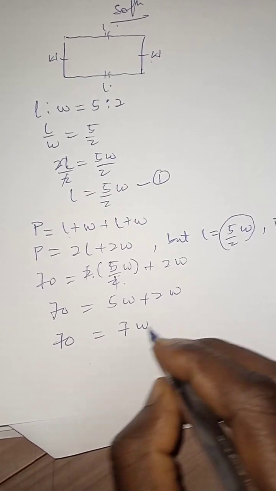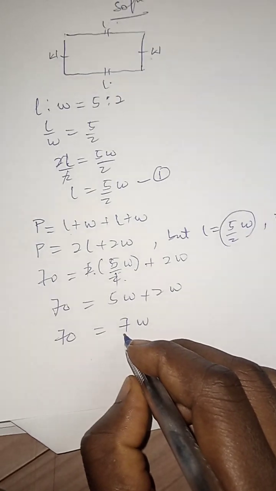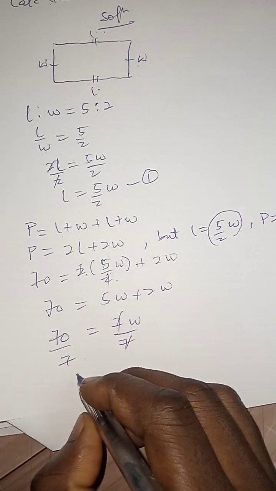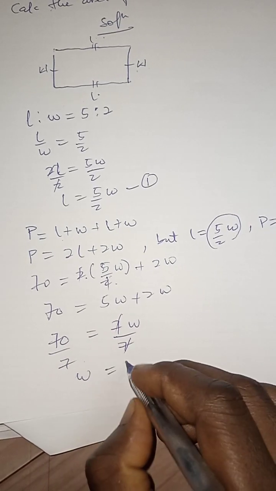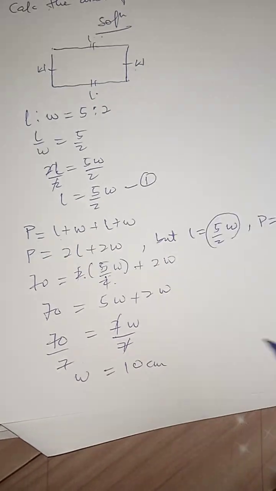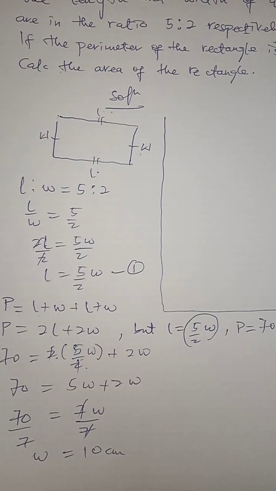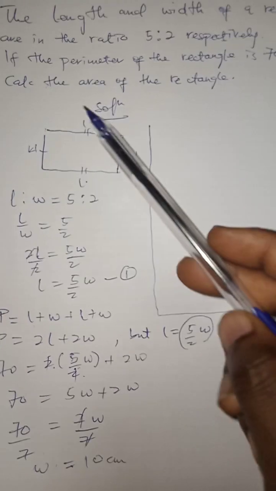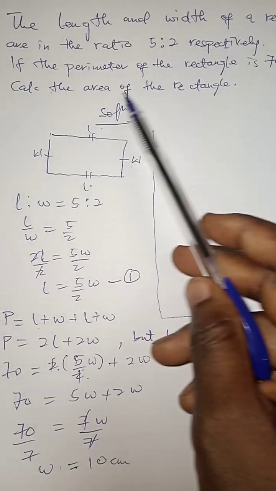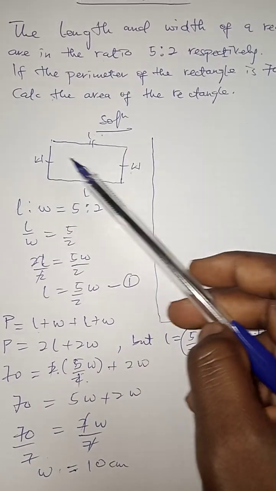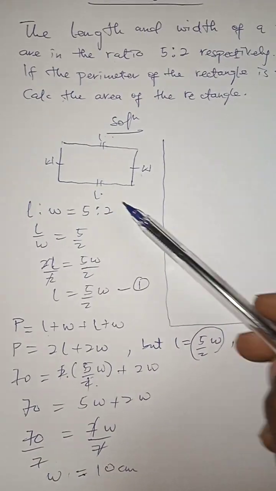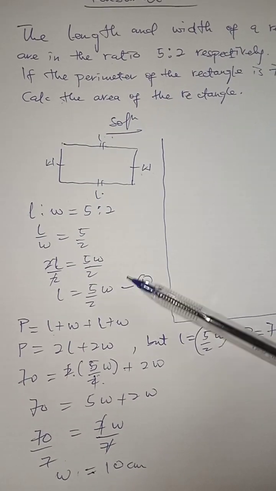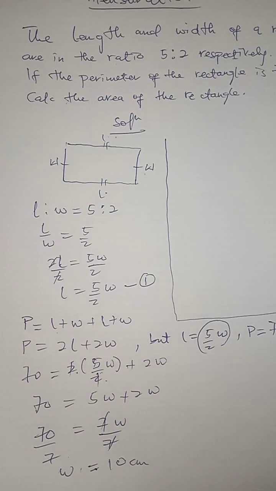So to get W, we divide both sides by 7 over 7, so that our W will be equal to 10 centimeters. Okay, so now we've gotten our width, right? We have been asked to find the area of the rectangle, and before you can get the area, we need both the width and the length. So now let's put the width into equation 1 to help us find the length.